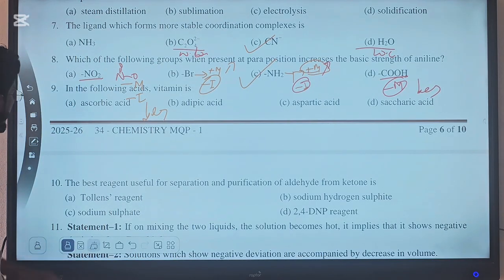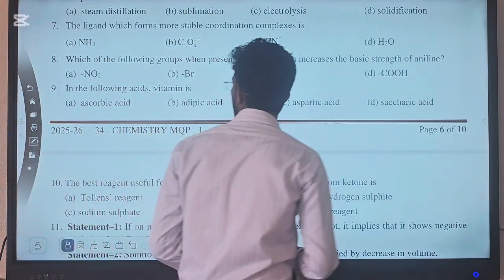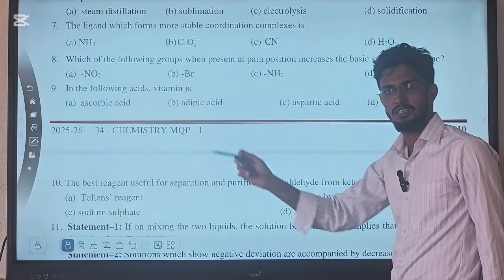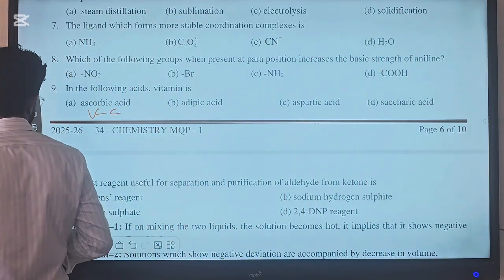Now after question number 8, question number 9: which of the following acids is a vitamin? Adipic acid, aspartic acid, saccharic acid? No, ascorbic acid, that is vitamin C. Ascorbic acid is vitamin C.